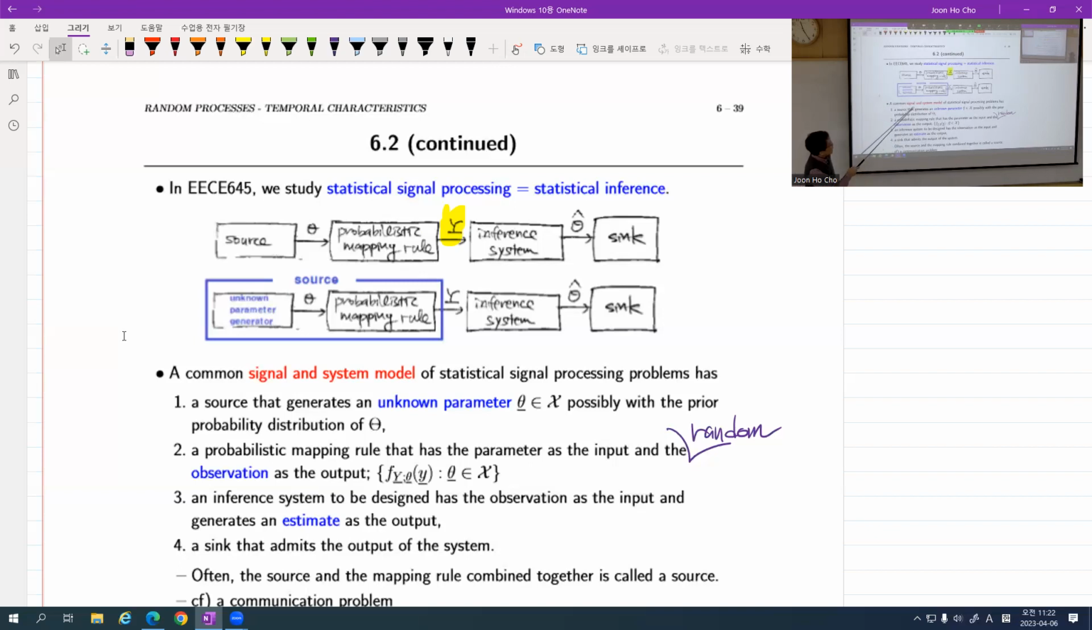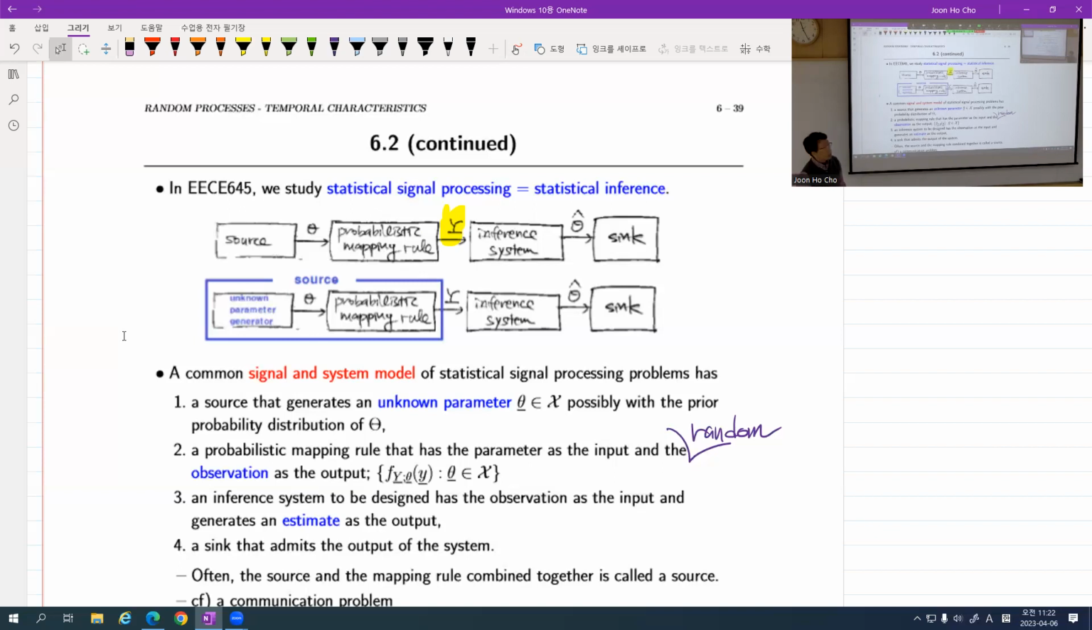So the common signal and system model in statistical signal processing is this one. Sometimes you are given a source that generates some parameter, a known parameter. And then this parameter is mapped to random observation. So this is a probabilistic or statistical mapping rule. And then you observe, as a system, this one. And then what you do is infer something from this one. Usually, you infer about this hidden parameter. And then it generates the output, and you have a sink, okay?